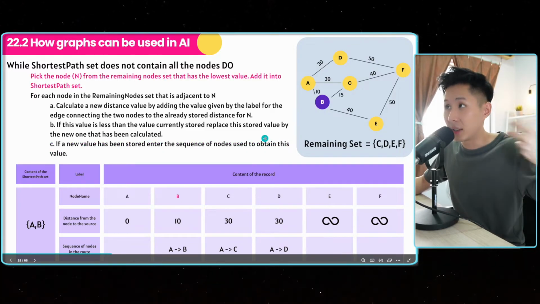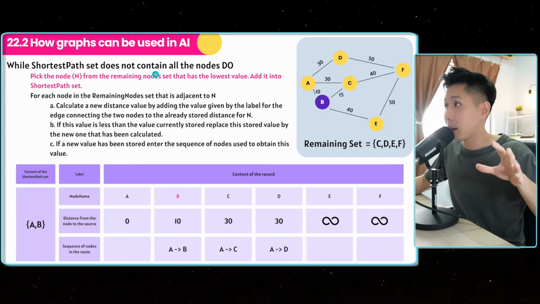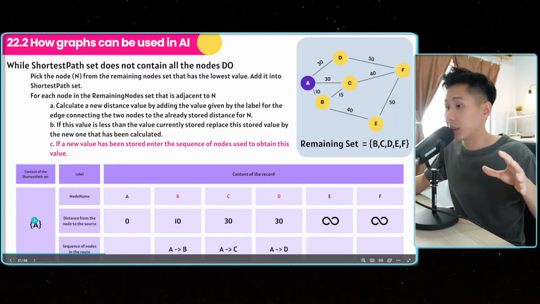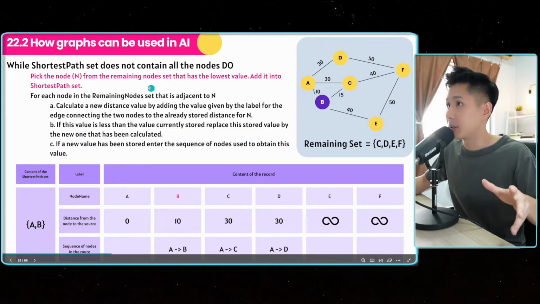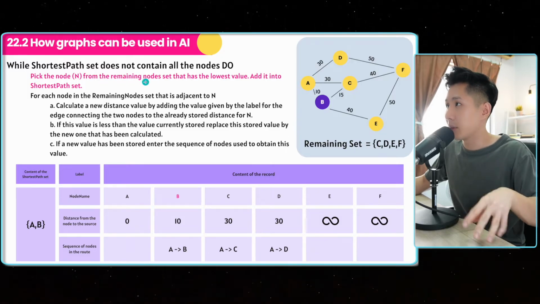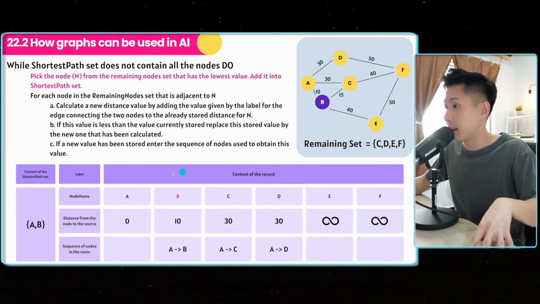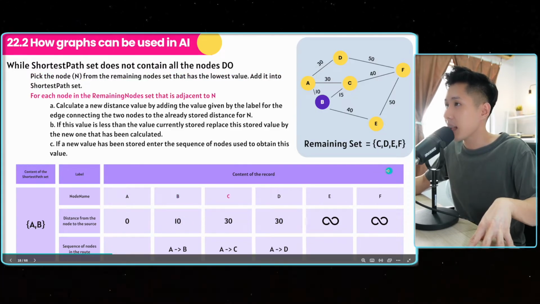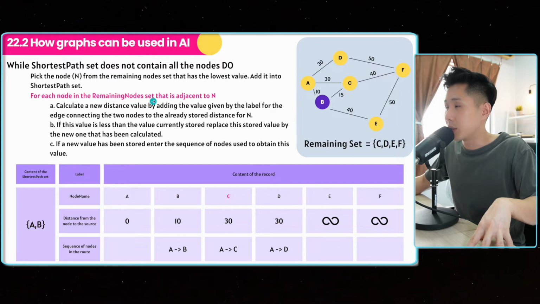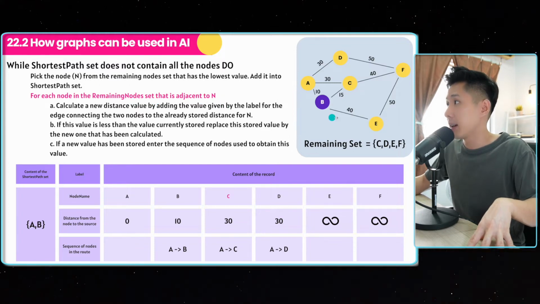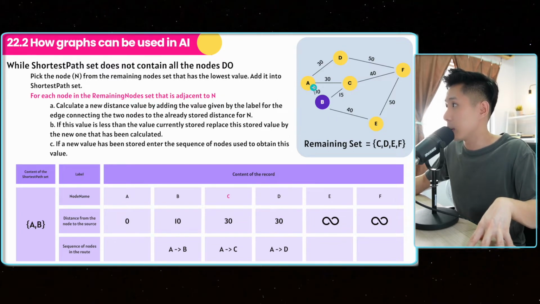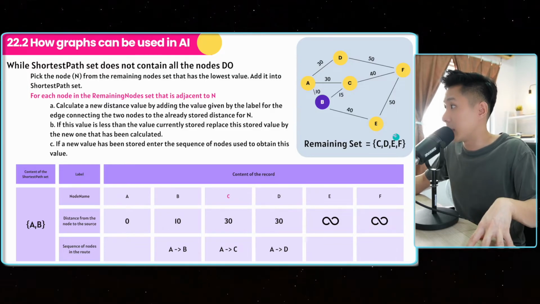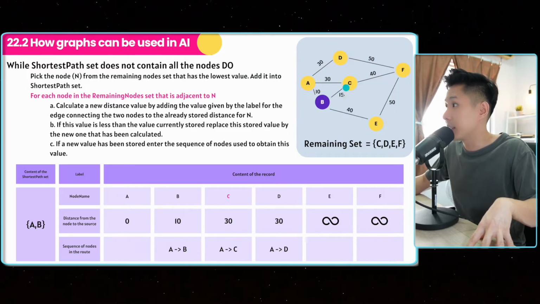Now, it's all done. The shortest path set still doesn't contain all the nodes. So I'm going to add B into it. Pick the node from the remaining node set that has the lowest value. In this case, I'm picking B because it has the lowest value. And for each node in the remaining node set that is adjacent to N, which is B here, B is adjacent to A, C, E. But we are not considering A because A is not in the remaining set. So I'm only considering C and E.